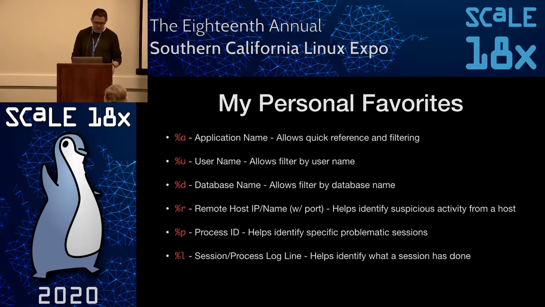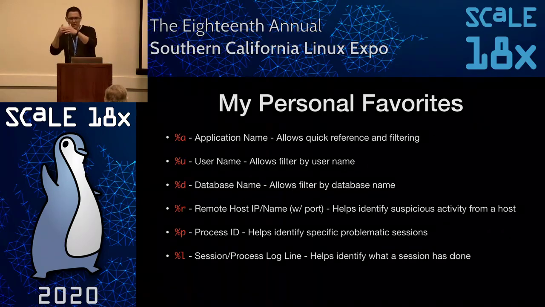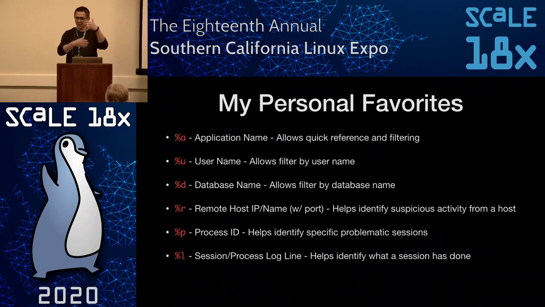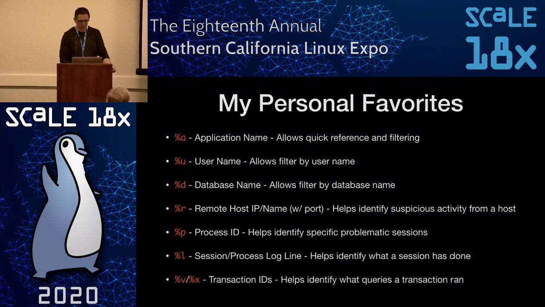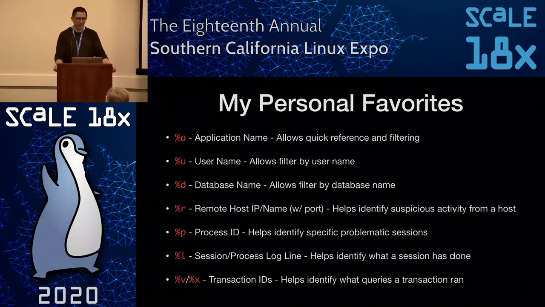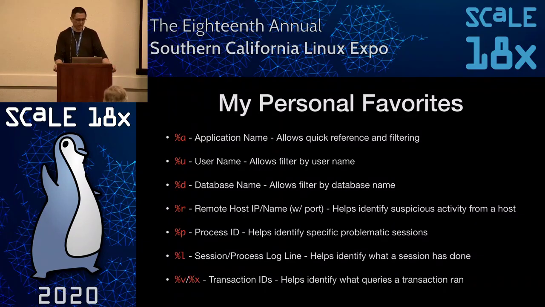Process ID, standard for most people. Session or process log line, so you have a process ID, and you can actually add on the order in which those queries came in for that session. Because if you're sorting, you might end up sorting on the query and mess up the actual timestamps or the lines that show up. Okay. You can actually also sort based on a transaction ID too. That's very useful as well sometimes.